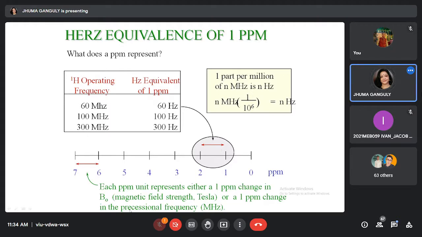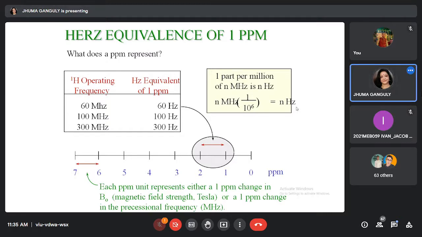60 hertz. So each ppm unit represents either a 1 ppm change in the B0 magnetic field strength in Tesla, or a 1 ppm change in the precessional frequency in megahertz. What is the difference between the scale points 0, 1, 2? This is the difference, 60 hertz. Now 1 part per million of n megahertz is n megahertz times 1 by 10 to the power 6, which is equal to n hertz. That we call parts per million, ppm.